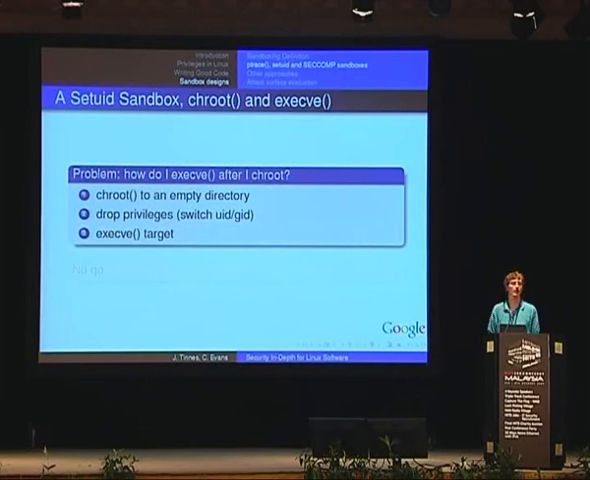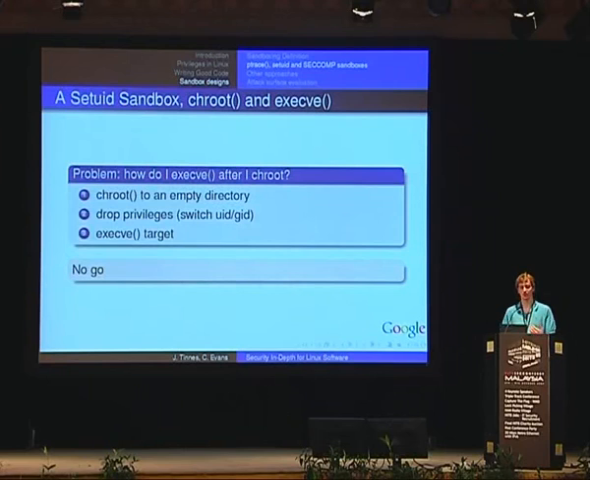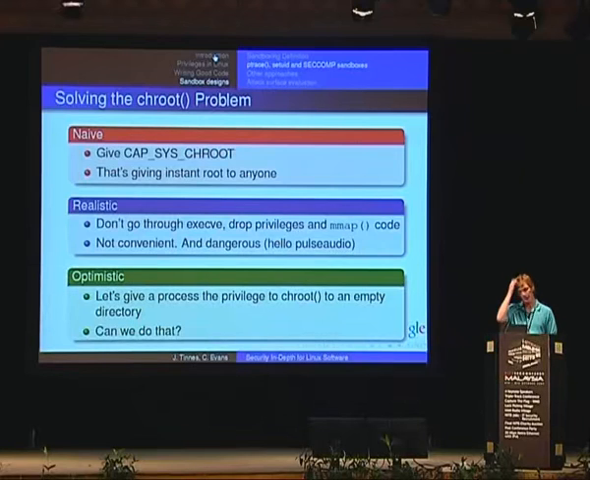But the problem is we are running as root with a SetUID sandbox, so we could imagine doing chroot to an empty directory, switching our UID and GID as I've explained, and then execute the target. But that would not work, because how would you execute the target once you're chrooted to an empty directory? So we thought about many ways to do that. If you're naive, you could imagine using the chroot capability and giving the chroot capability to the sandbox process. But that would be really bad, because actually the chroot capability is equivalent to root. So that would be very dangerous.